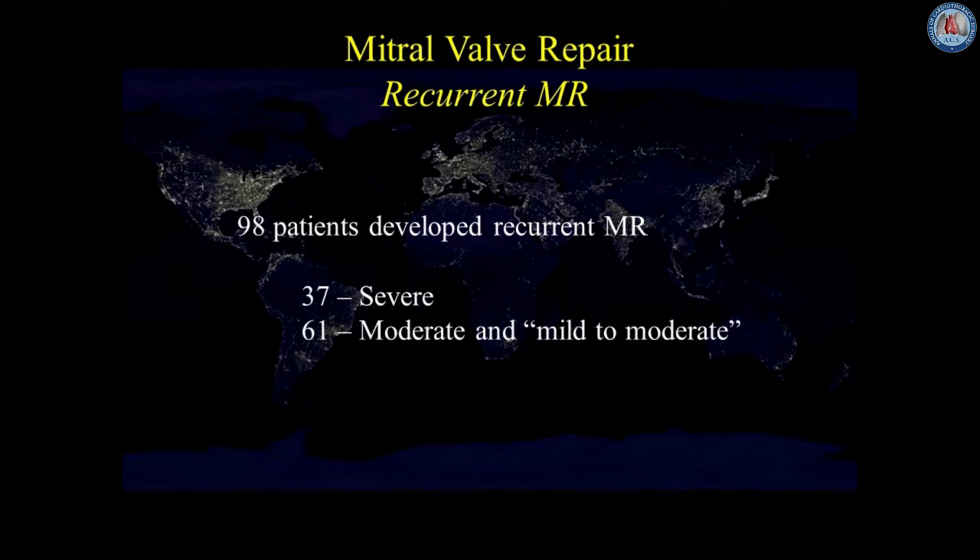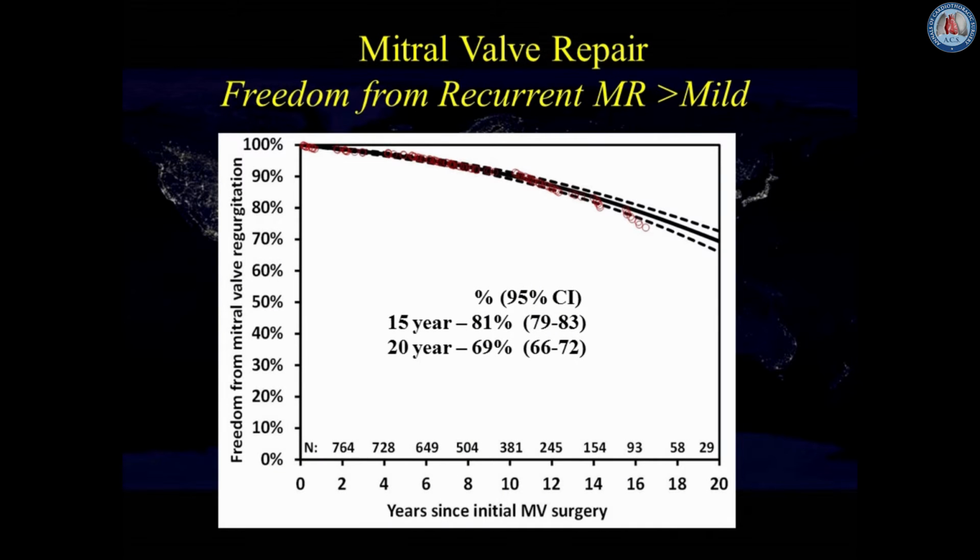Echocardiography during the follow-up showed that 98 patients developed recurrent MR, more than mild: 37 severe, and 61 moderate or mild to moderate. This slide shows the estimated freedom from recurrent mitral regurgitation greater than mild at 15 and 20 years.